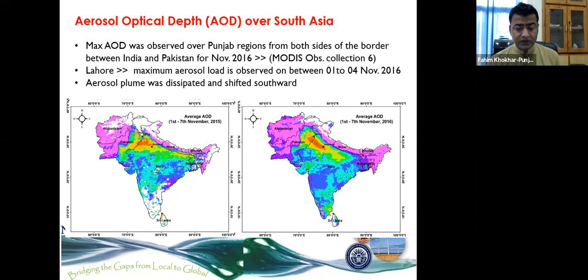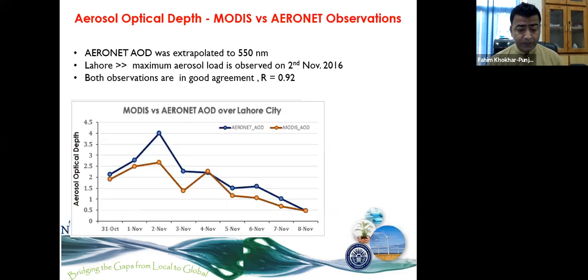But 2016 was very unique, and it was very confined over both Punjab and the Indian side, and some other parts of India as well. So I looked at whether the satellites are seeing the right thing or not. Luckily there was an AERONET station in the city of Lahore, and you see both data sets, the brown from the satellite and the blue from the ground observation, compare pretty well with each other for all these 8, 9, 10 days.